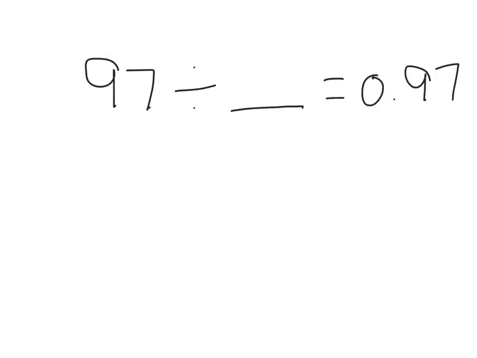Okay, here's your last problem. 97 divided by blank is equal to 97 hundredths. Again, I'm going to start my decimal where my original problem is, and I'm going to go here and here, so I know that it's going to be again 10 to the second power. Now that you're warmed up, let's get into the lesson.